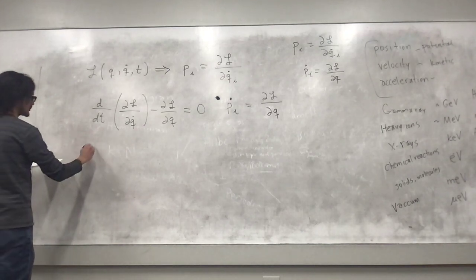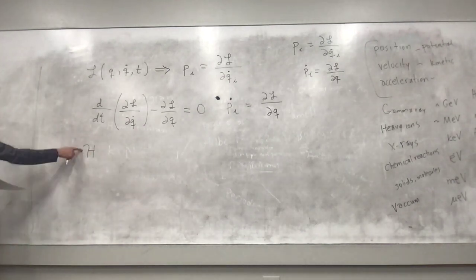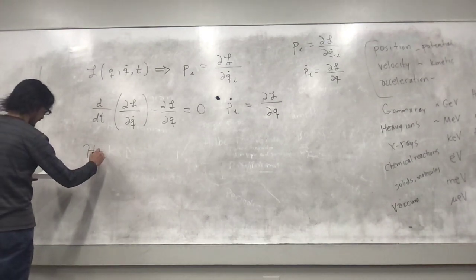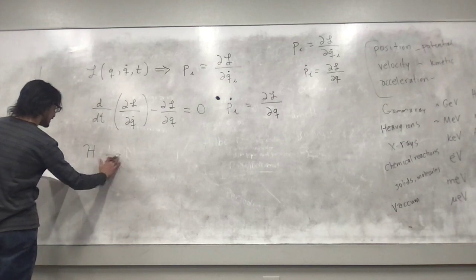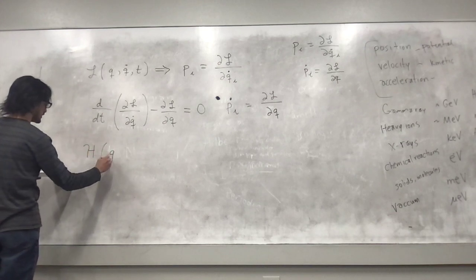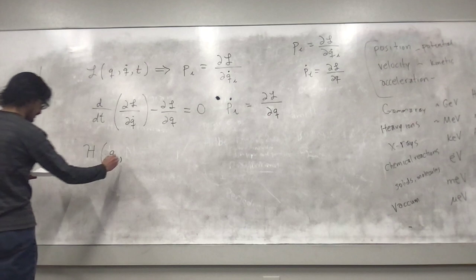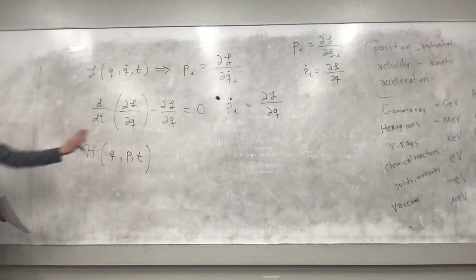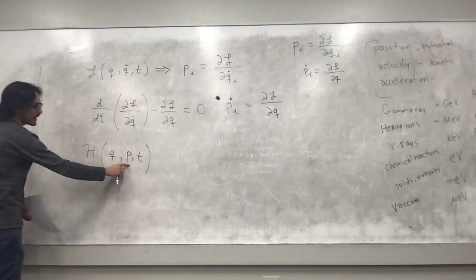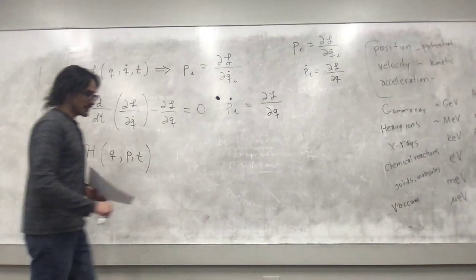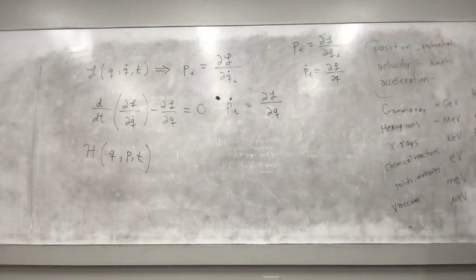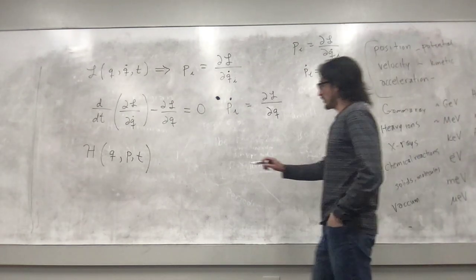The Hamiltonian, I usually do that, I guess it's script H, is a function of q, p, and t. So q is your position coordinate, p is going to be the corresponding momentum coordinate, and t is just the time.